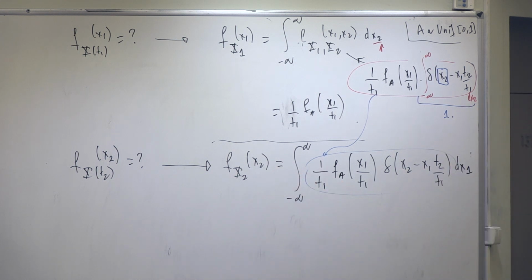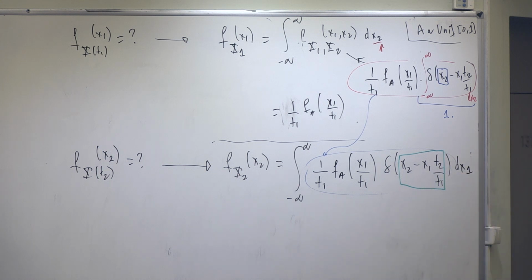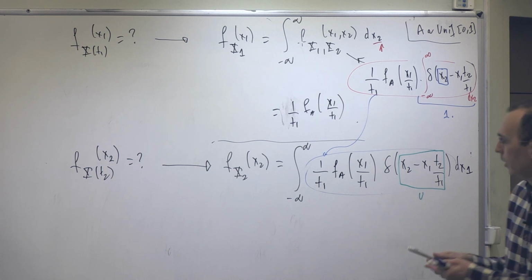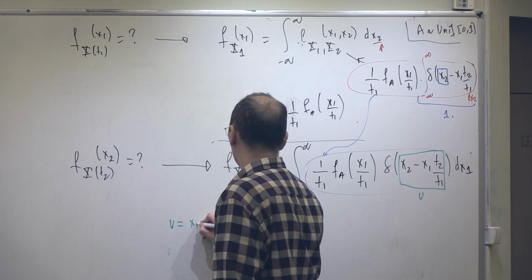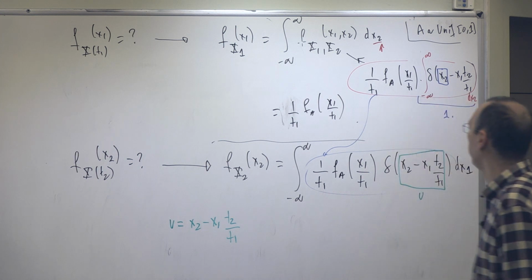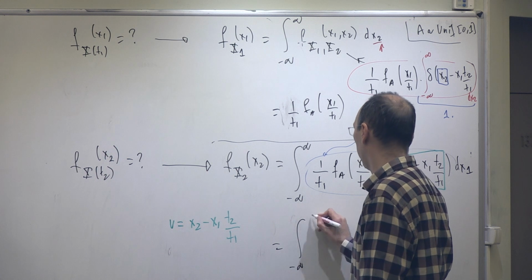Now how can I integrate this? This is a little bit tricky. Actually, this is the reason that I have mentioned this. So how do you do this? You just trust your basic calculus skills. You say that I will be doing a change of variables. You call this u. So let me write this u: u is equal to x2 minus x1 t2 over t1. If that is u, I need an integral with du.